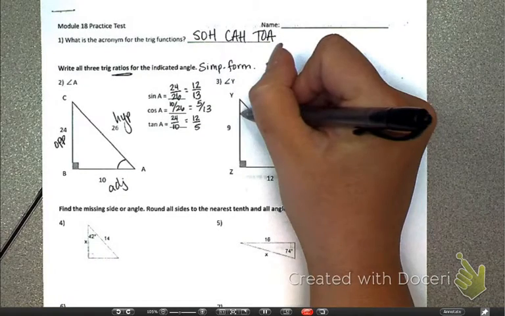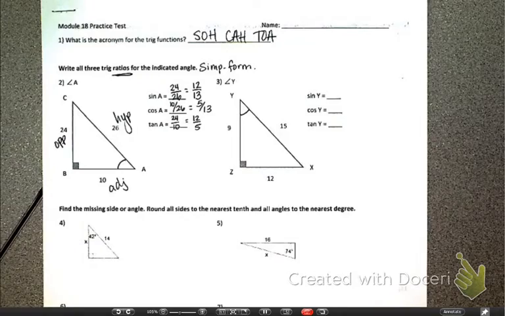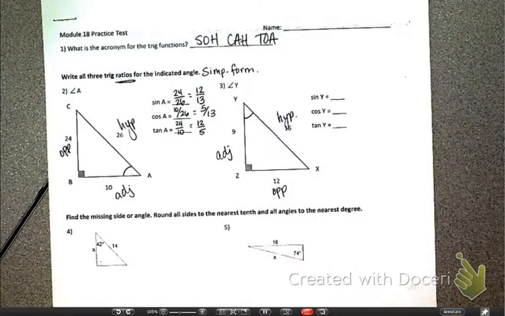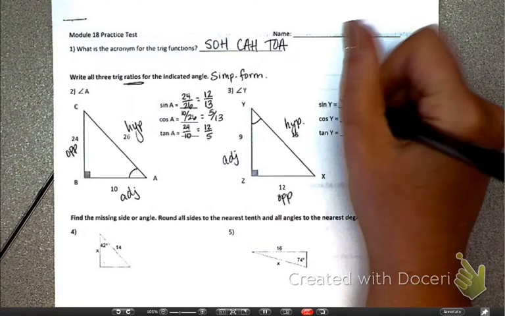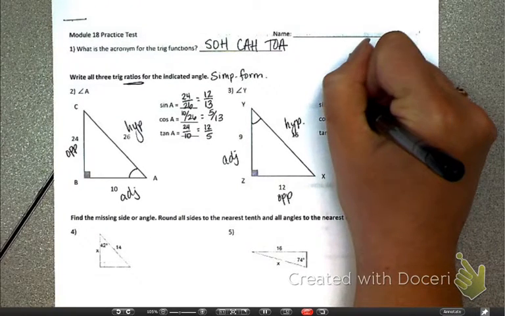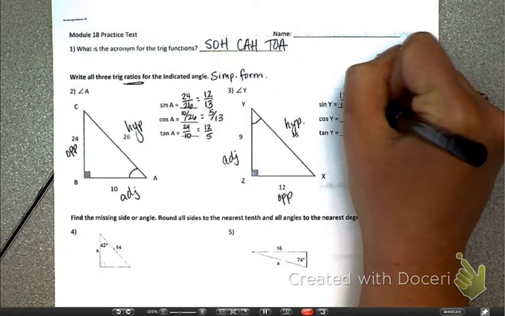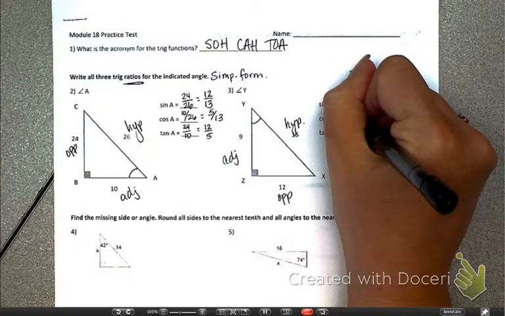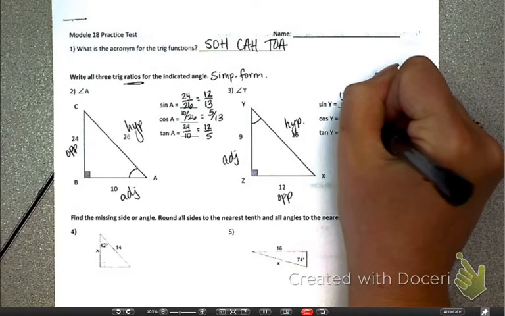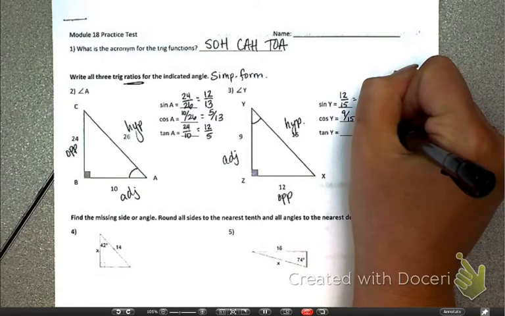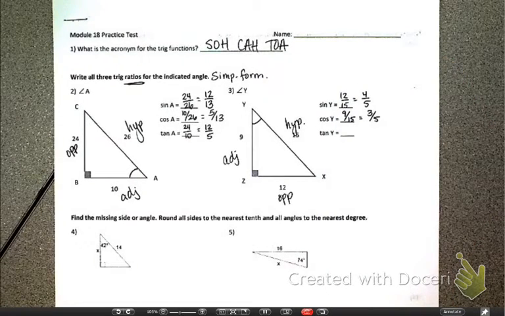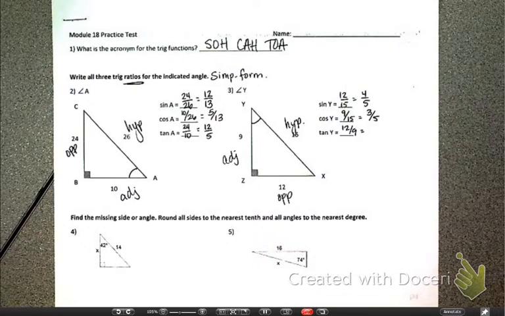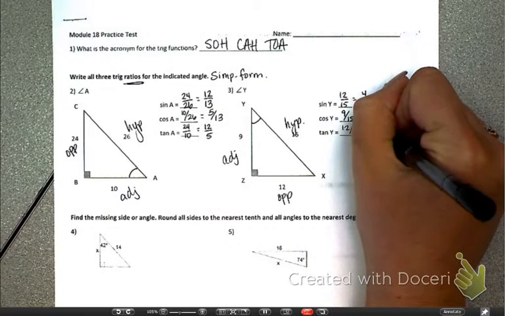Here my reference angle is y. So this one's my opposite. This is my adjacent. This is my hypotenuse. Sine is opposite over hypotenuse, which reduces to 4/5. Cosine is adjacent over hypotenuse, which reduces to 3/5. And tangent is opposite over adjacent, which reduces to 4/3.